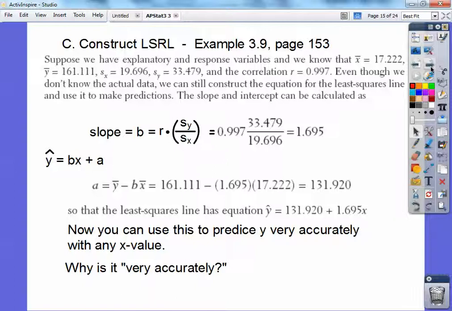Now you can use that to predict a very accurate x value. And why is it very accurate? All right, think. Why is it very accurate? Because r is really close to 1. When it's close to 1, they're very, very linear points. So when you make a prediction, it's going to be right there on that line.